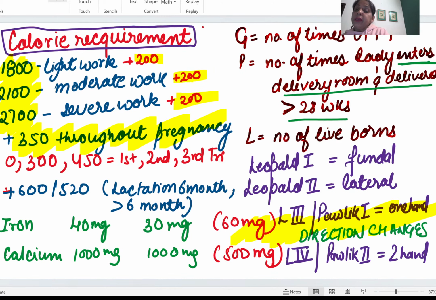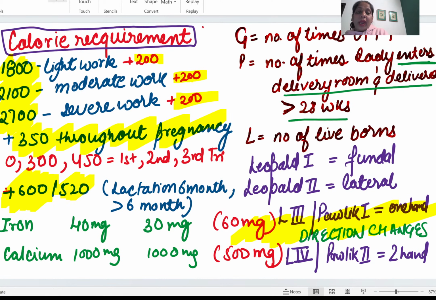In lactation, because the baby gets fed by the mother herself till 6 months, the baby is on exclusive feed on the mother's lactation. So in lactation you have to add 600 kilocalories for the first 6 months, and after 6 months you have to add 520 kilocalories.